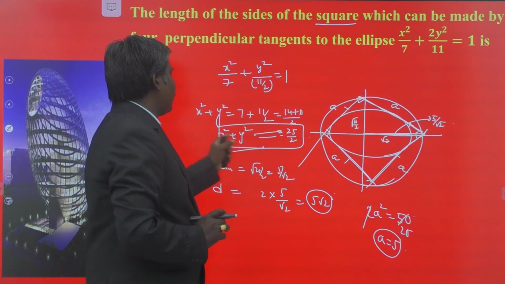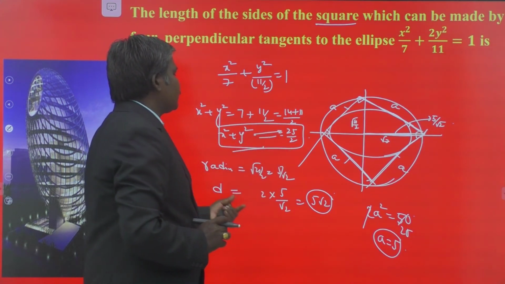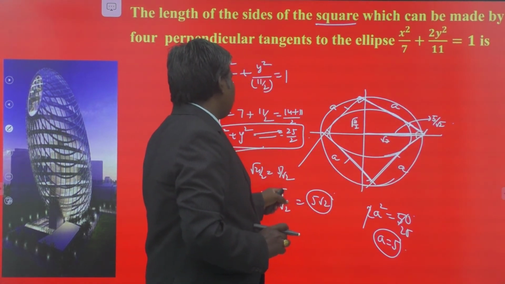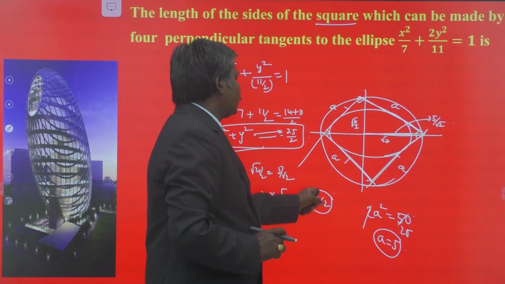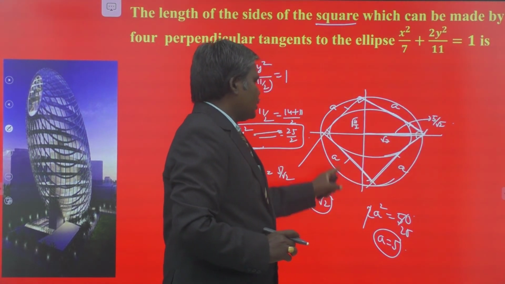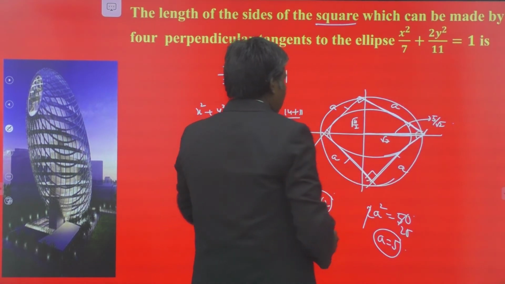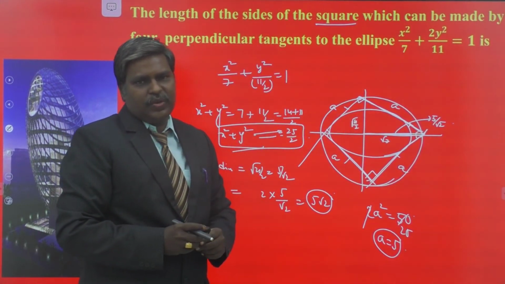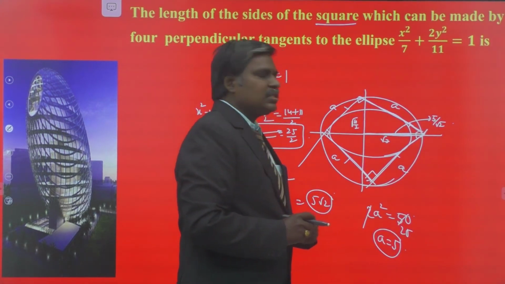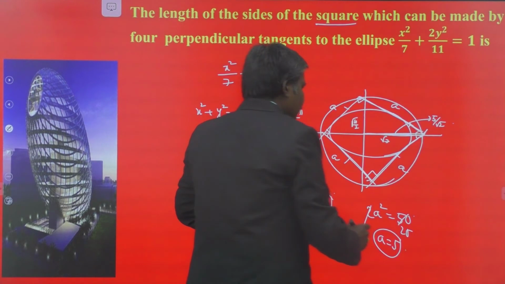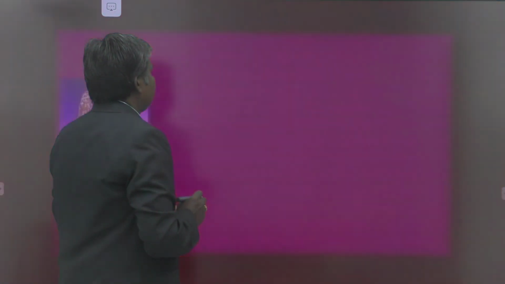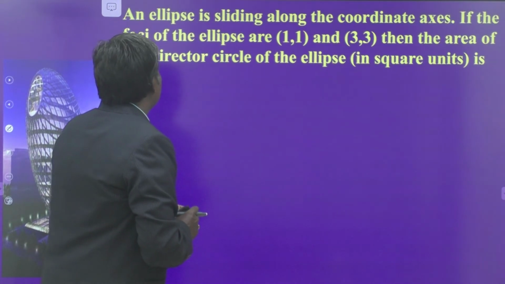That is 25 by 2. So the radius of the director circle is 5 by root 2. Its diameter, from here to here, is 5 by root 2 into 2, that gives 5 root 2. So this is the diameter. These two are the sides of the square. This is a right angle triangle. Again apply Pythagoras law. Side square plus side square is equal to hypotenuse square. So 2A square is equal to 50. A is equal to 5. So the length of the side is equal to 5 units. Understand?